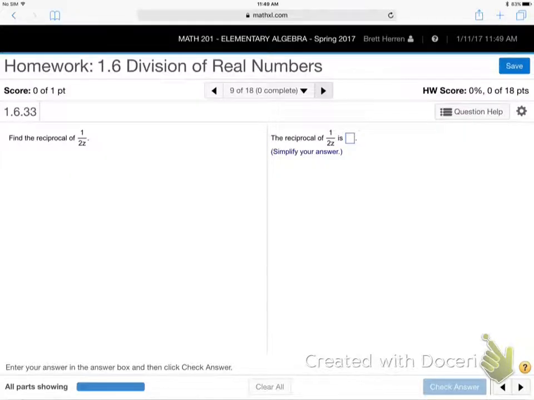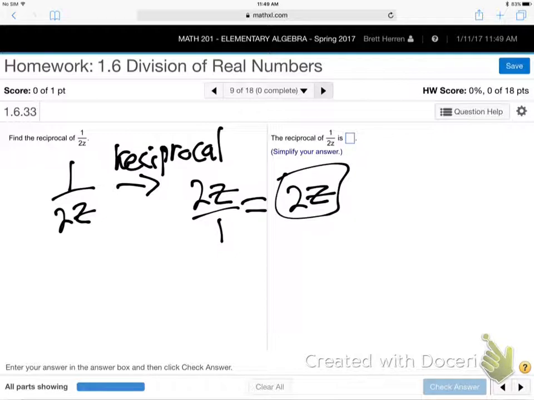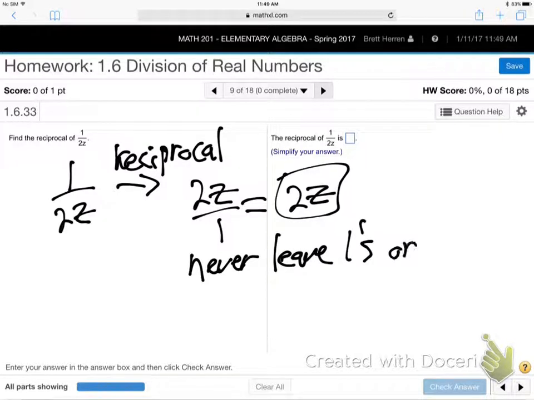And when 1's on the bottom, and then we flip it, like 1 over 2z, that's a 2z on the bottom. And then when we take the reciprocal, it's just going to be 2z. You could say 2z over 1, but we never leave 1's on the bottom, do we? We just say 2z.